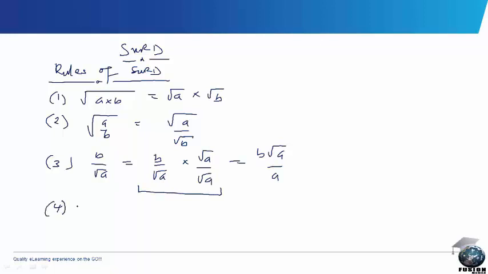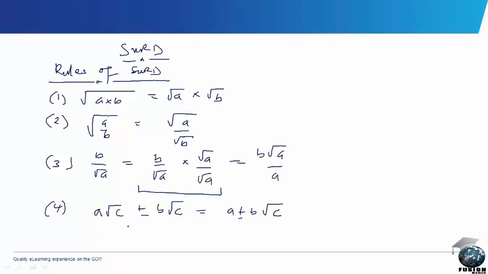Rule number 4 states that if you have in surd form a root c plus or minus b root c, it is equal to a plus or minus b, times root c.